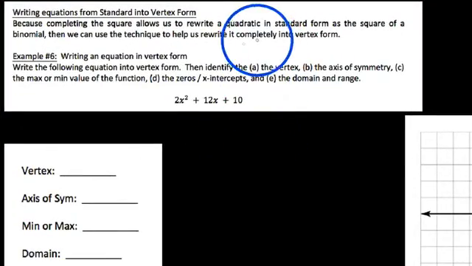In this last video, I'm going to show how we can use completing the square, that process, to rewrite a trinomial that's in standard form into what we call vertex form, which is something that we truly appreciate. The reason why is because when we complete the square, it's basically taking a perfect square trinomial and rewriting it as the square of a binomial.